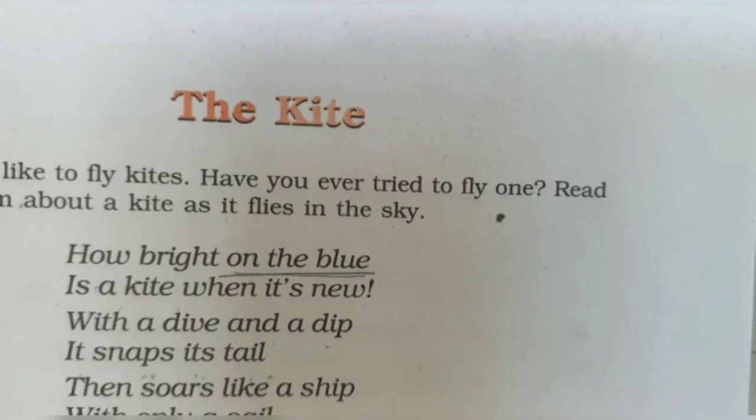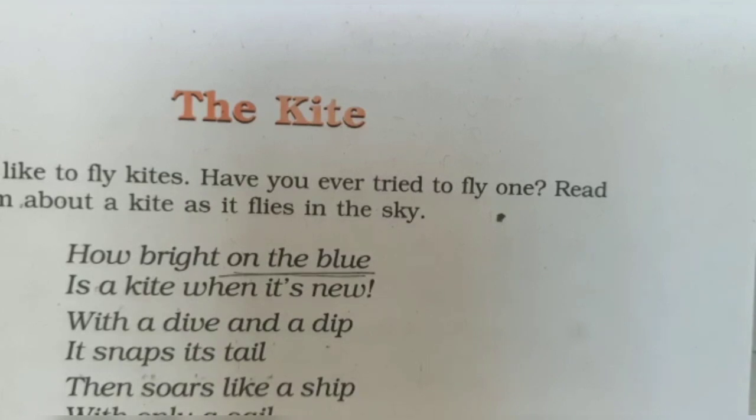Now we will go to page number 30, reading comprehension. Read the following stanzas carefully and answer the questions given below them. How bright on the blue is a kite when it's new, with a dive and a dip, it snaps its tail. Then soars like a ship with only a sail, as over tides of winds it rides, climbs to the crest of the gust and pools, then seems to rest as wind falls.